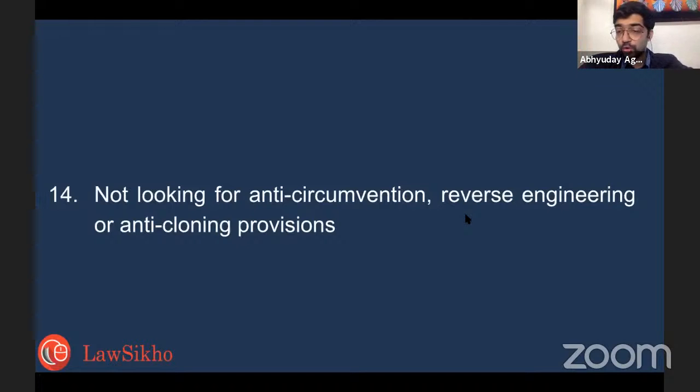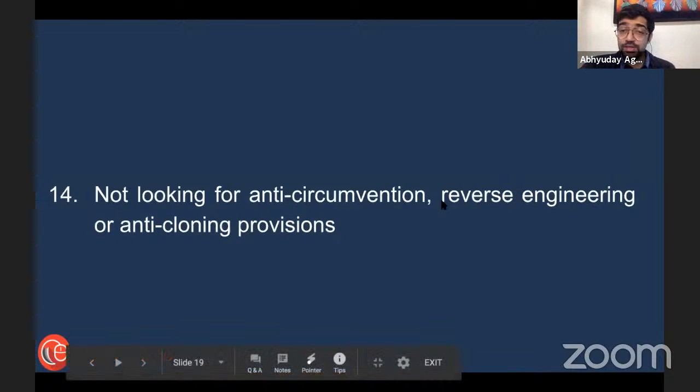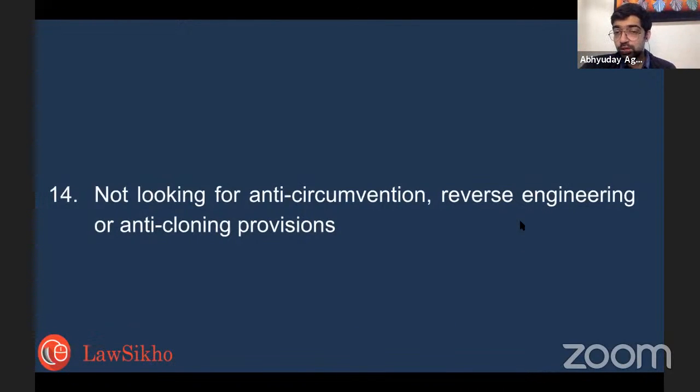You want a house through a broker, and the broker will say, you will not circumvent me and directly establish contact with the client. Slightly different from non-solicit. Reverse engineering: you download and install the software, and then you will not try to reverse engineer the same software by breaking its code down, which you install. Then anti-cloning provision.